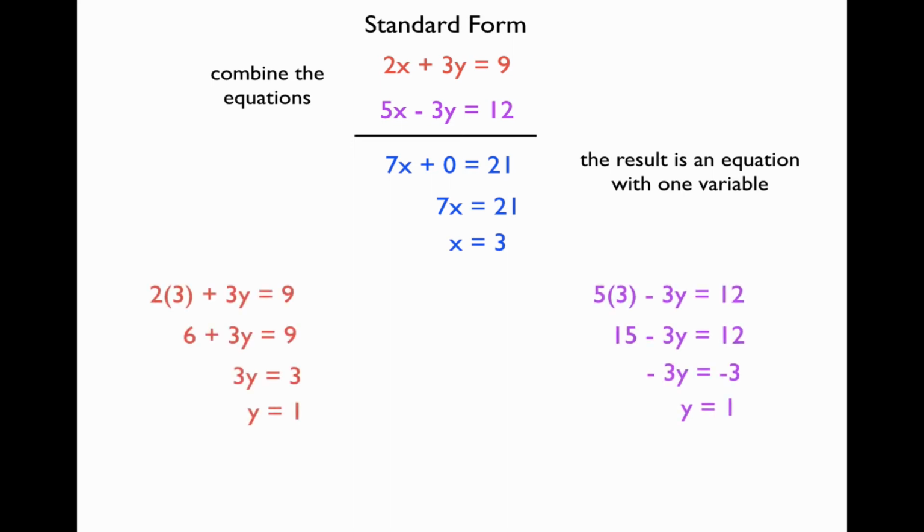So let's take a look at the first equation. We plug 3 in for x. We've got 2 times 3 plus 3y equals 9. Simplifies to 6. Subtract 6 from both sides. Divide by 3. And we get y equals 1. We do the same thing here, solving for y after substituting 3 in for x, and we get y equals 1. And so what we've done is we've proven that when x equals 3, y equals 1 for both equations, and we solved this using elimination.